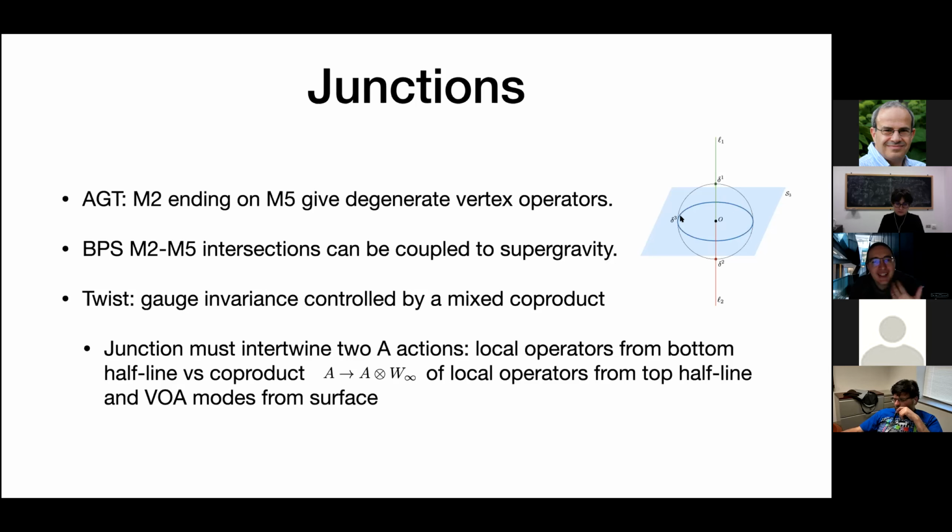So naively, the gauge invariance condition would look like: the gauge generator on this line equals the gauge generator on this line plus the gauge generator integrated on the circle, some mode of the W algebra. In practice, because of Feynman diagrams in the bulk, the condition gets deformed a bit into something nonlinear. So the final condition looks like the action of some operator from the bottom equals some sum of bilinears of the action of the operators on the top and from the complex surface. Anyway, so we found the correct algebraic structure.